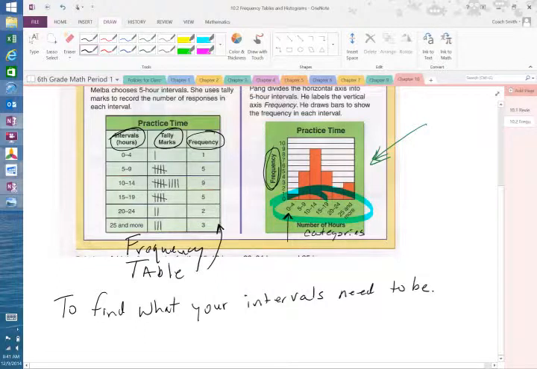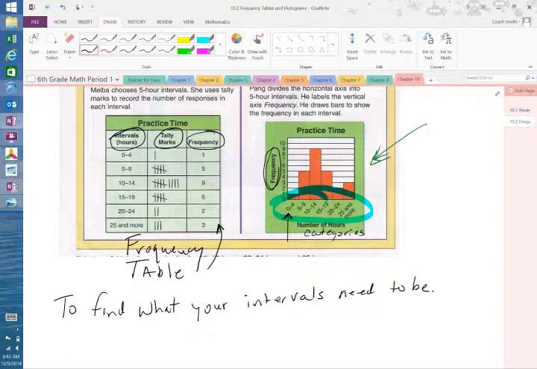Now, let me look here. Good. Okay. I can get away with doing that. All right.